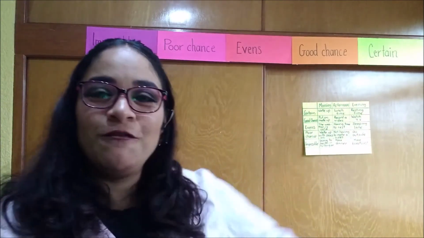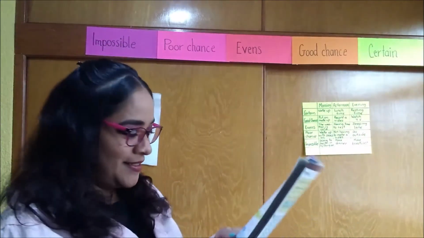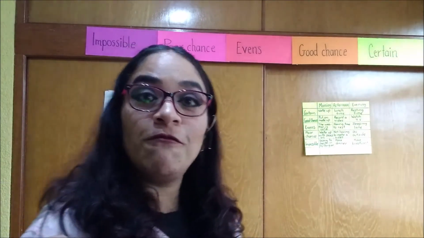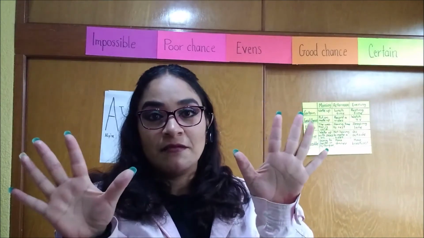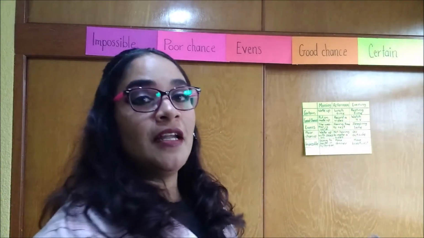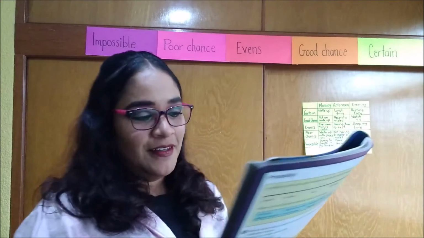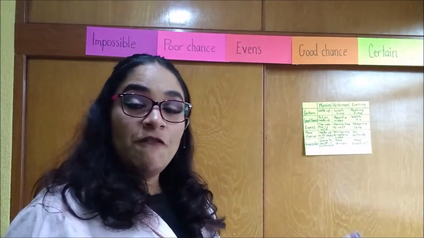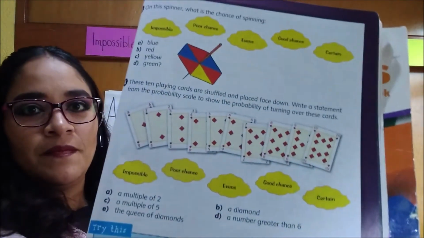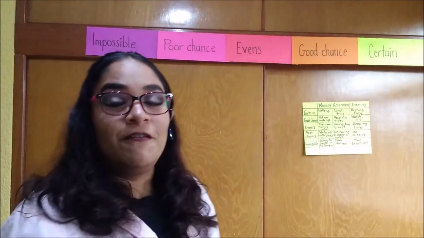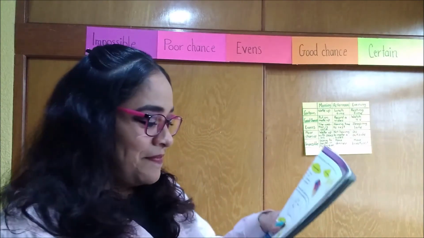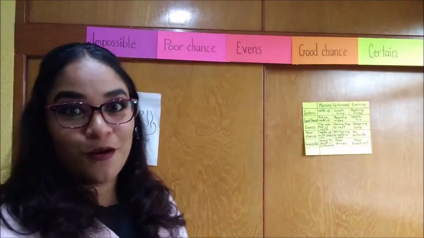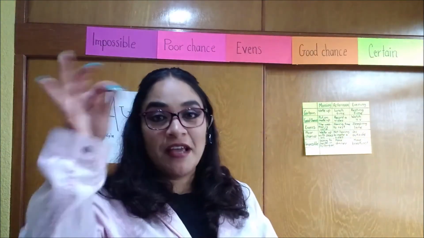So what's the chance of getting a multiple of 2? What about a multiple of 5? Multiple of 5, sorry, it's going to be only 5 and 10. So what's my probability of getting a multiple of 5? The queen of diamonds. Can you see any queen here? So what's the probability for us to get a queen? A diamond. All the cards are diamonds. So what's the probability of getting a card with diamonds?